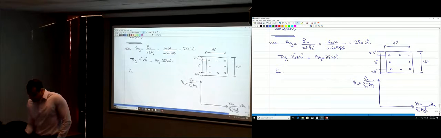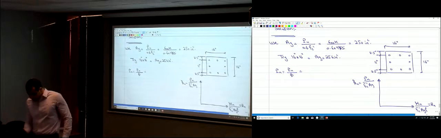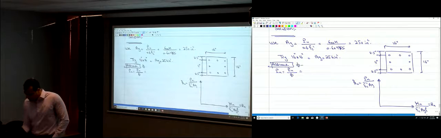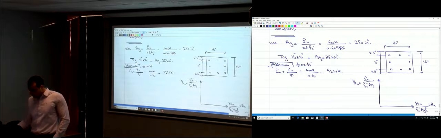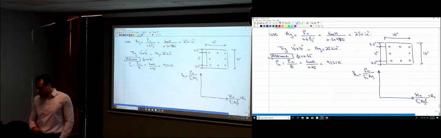So how much is Pn? Pn is P ultimate divided by phi. Do you know how much is phi? No. Again, we're going to assume. This is a real assumption that we have to check. Assume phi equals 0.65. P ultimate was 600 K divided by 0.65, so that is equal to 923.1 K. This is P ultimate, and this is P nominal.